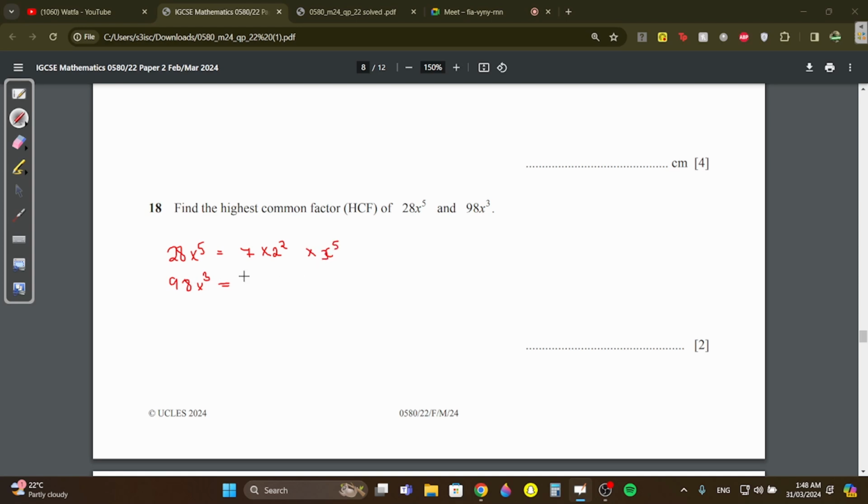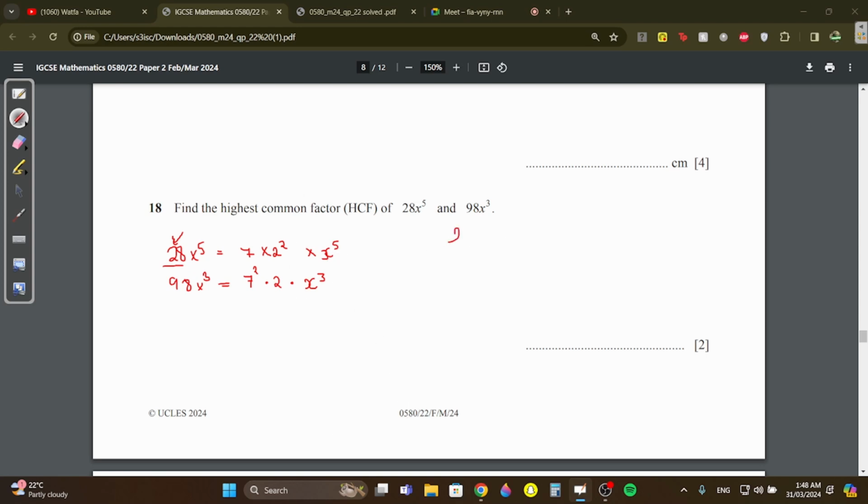98x^3 is equal to 7^2 times 2 times x^3. Okay, if I'm not wrong, my calculator does it, and your calculator should be able to factor out any number into prime numbers. So 28, if I press 28 and I press equal, then I press shift fact on my calculator, it gives me 7 times 2 to the power of 2. Same thing with 98, it gives me 7 to the power of 2 times 2. So you should be able to factorize on the calculator.